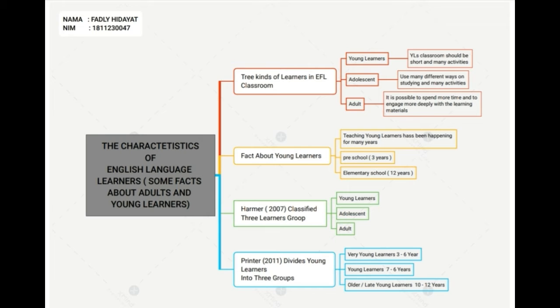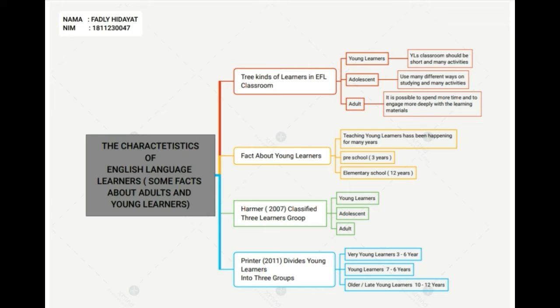And then, the learning outcome. The students are able to comprehend and explain the distinctions in the learning system of the three groups of English learners and the impact of those distinctions on learning strategies.